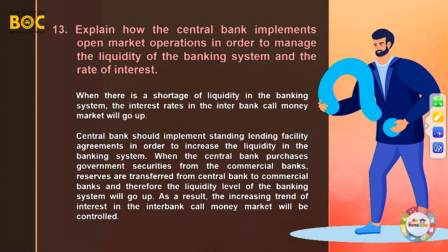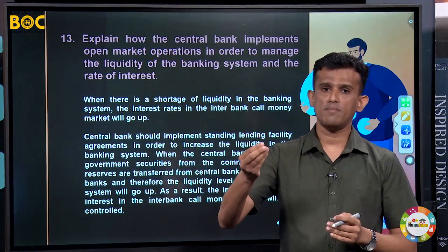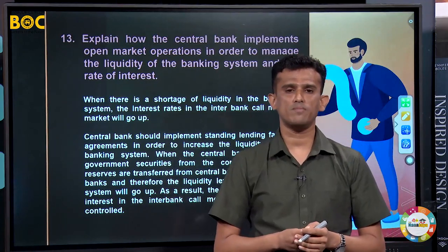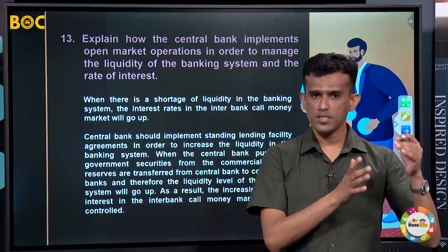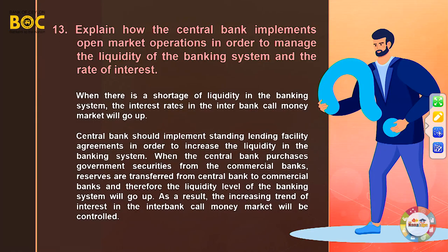Under the standing lending facility agreements, what does the central bank do? The central bank purchases unmatured government securities from the commercial banks. The central bank pays cash and purchases unmatured government securities from the commercial banks. Cash reserves are transferred from the central bank to the commercial banks. The commercial banks get cash, their liquidity increases, and if there is any increasing trend of interest, that will be controlled. Like this, you have to explain them separately.